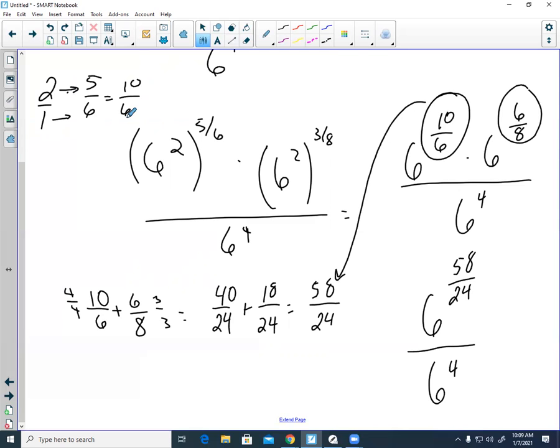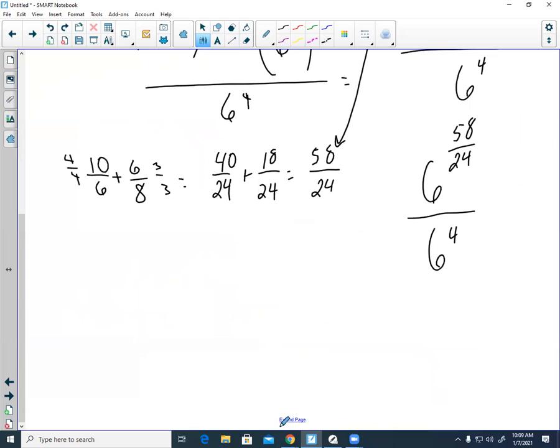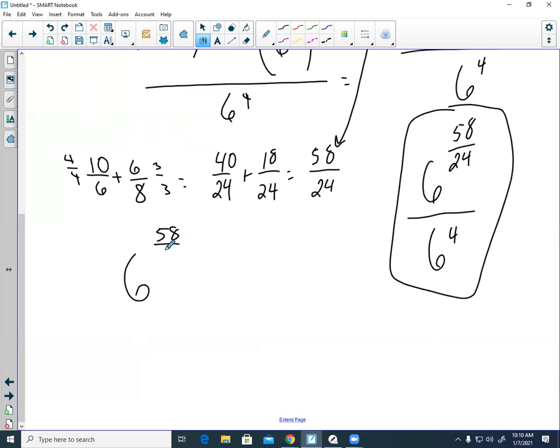All right, so now we have a new expression right here. This is not my final answer yet, because now what we need to do is combine this into one, because we should see that we can, right? We have a base on the top and a base on the bottom that are the same, so they will be able to be combined. So what do I do when I'm dividing two bases that are the same? What happens to the exponents? I subtract them. So this is the same exact thing as saying 6 raised to the 58 over 24 power minus 4.